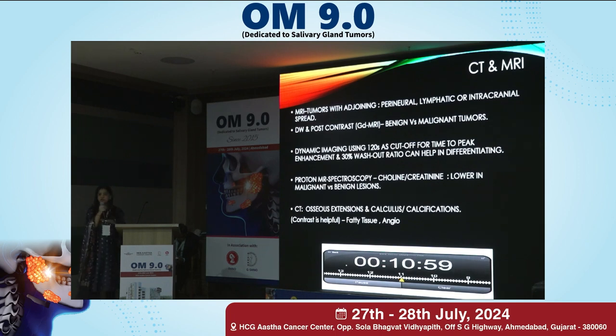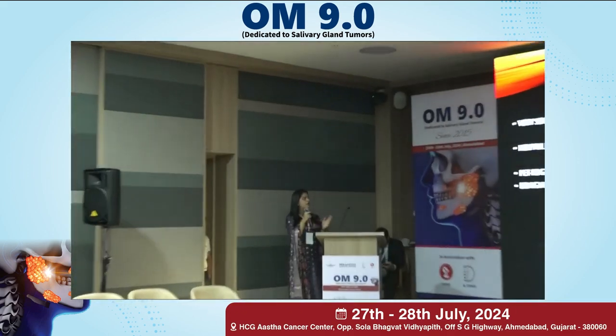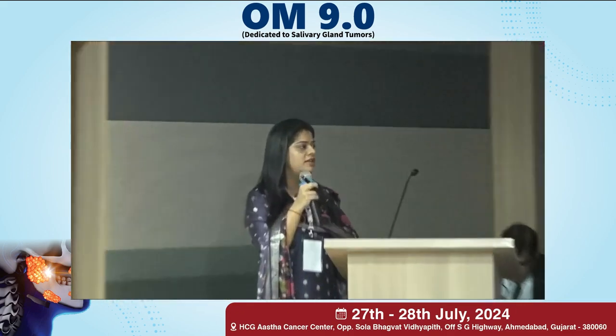Then spectroscopy is there. The choline creatine ratio is lower in malignant lesions. CT is important for osseous spread of lesion. PET scan is basically to look for recurrence, to look for small lymph nodes.